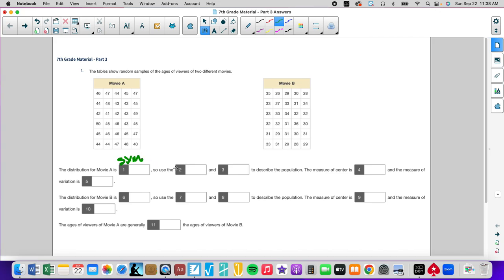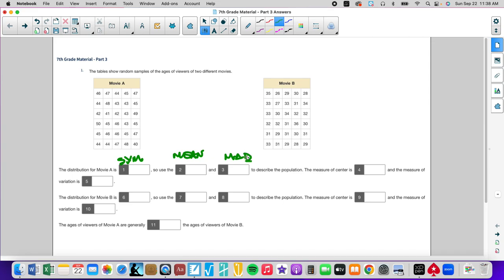So our choices for this are we can use the mean or we can use the median to describe the population. Well, median would be middle, and that's not necessary. I would say the mean, and the mean is the average, and especially in symmetrical data, we can use the mean. And our other choice is mean absolute deviation or interquartile range, and we're going to use the mean absolute deviation, MAD. And we saw that in part 2.